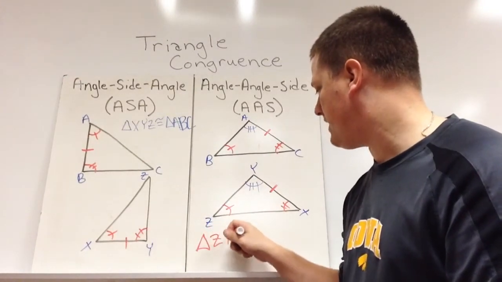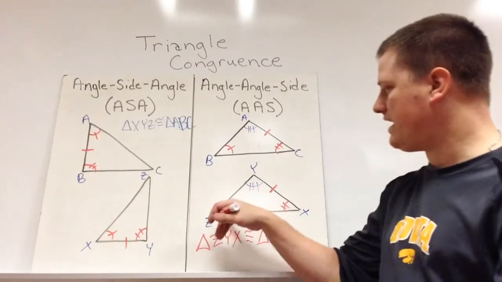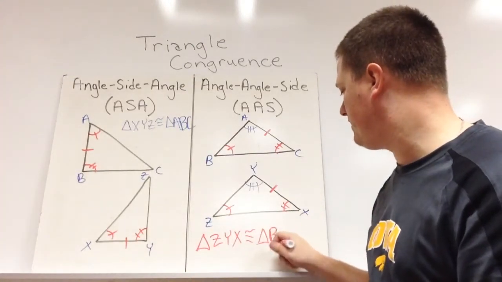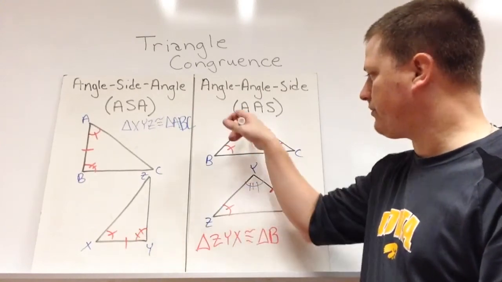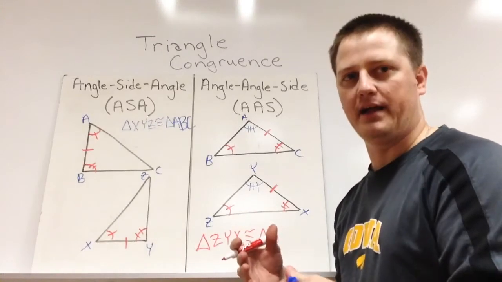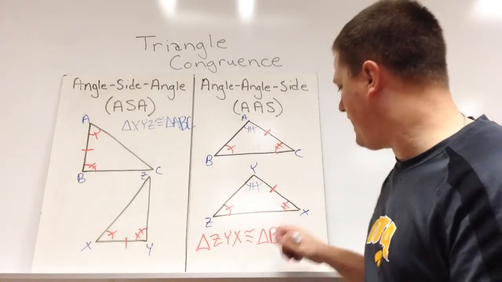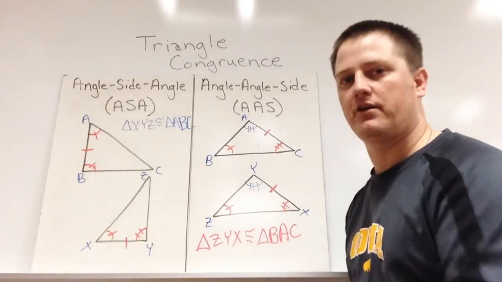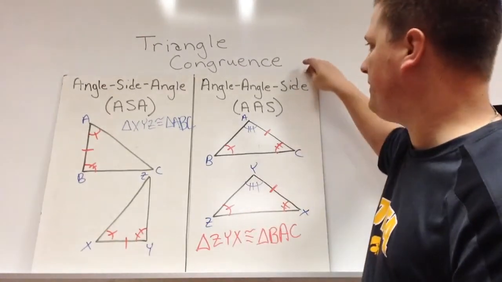Z, Y, X is congruent to triangle. Well, Z had a 1 next to it. B had a 1, so this is going to be triangle B. From Z we went to Y, which we've marked as a 3 because of our knowledge of the triangle sum conjecture. So we're going to go to A, and that leaves us with C. So triangle ZYX is congruent to triangle BAC. Again, we can kind of mix and match how we do this.